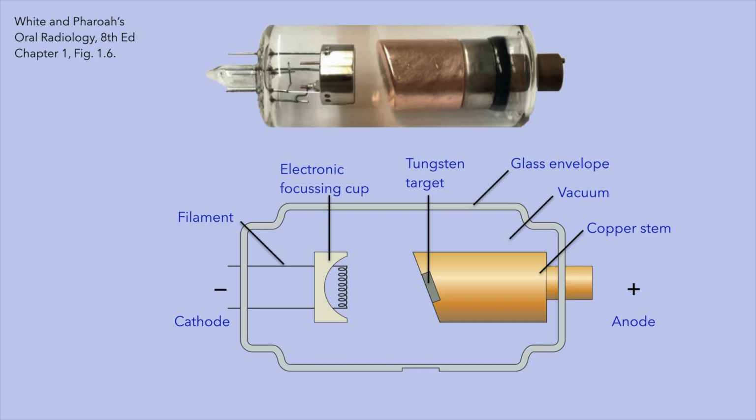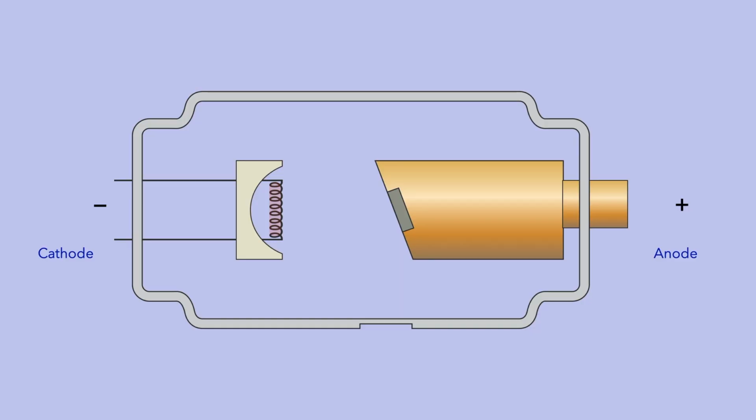You should be familiar with the components of an X-ray tube and the process by which electrons are generated and accelerated towards the anode to make X-rays. Next, let's discuss what happens when the electrons collide against the tungsten target. Most of the electron's kinetic energy is converted into heat, and less than 1% is converted into X-ray photons.